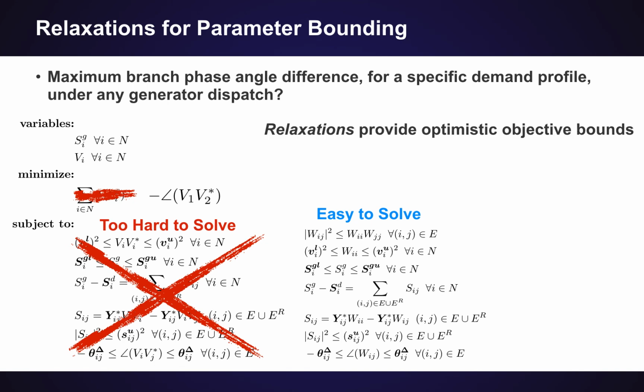Here, we're exploiting the property that relaxations always provide us an optimistic objective value. If I set the objective to be some quantity of interest about the power network, it gives me an optimistic value, and that provides a bound on what it could be in the real AC problem. So what you're saying is it's safe to assume that the angle difference in the original problem will not be larger than what you find with this parameter bounding.